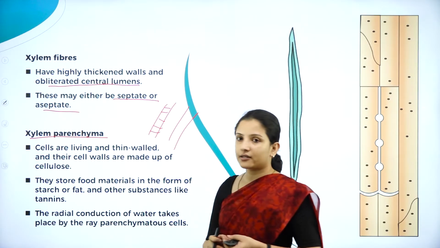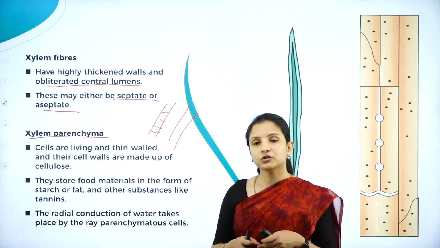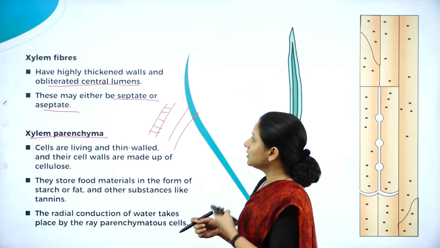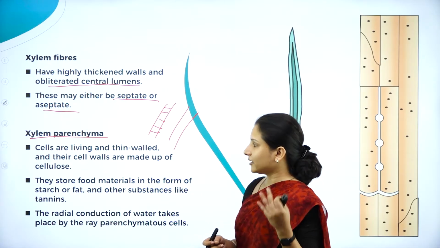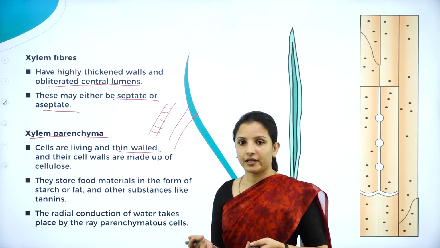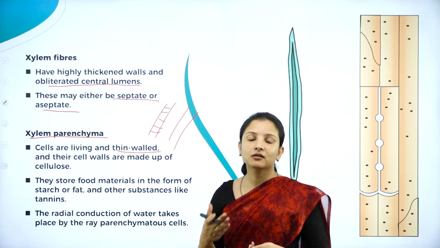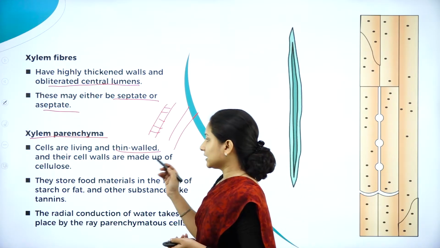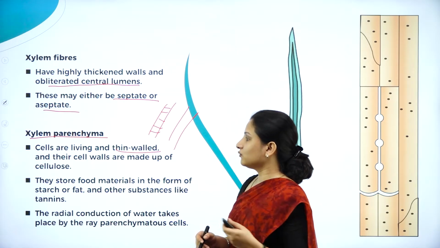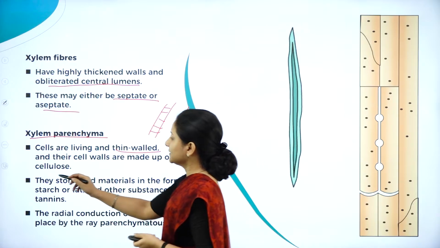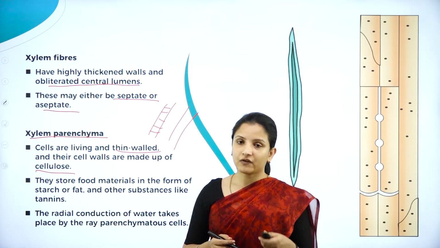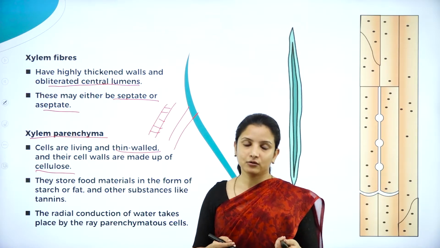Next, moving on to xylem parenchyma. These xylem parenchyma are living. As I told you, the tracheids and the vessels were dead tissues. Unlike those two, the xylem parenchyma are living and have very thin walls. So far, the xylem fiber, the tracheids and the vessels had thick lignified walls, right? But in the case of xylem parenchyma, the cells are living, have very thin walls, and their walls are made up of cellulose. So cellulose depositions are present in parenchyma.